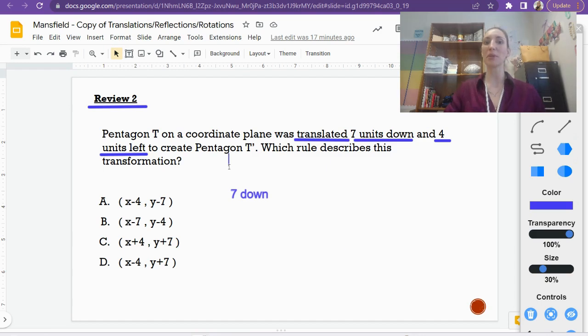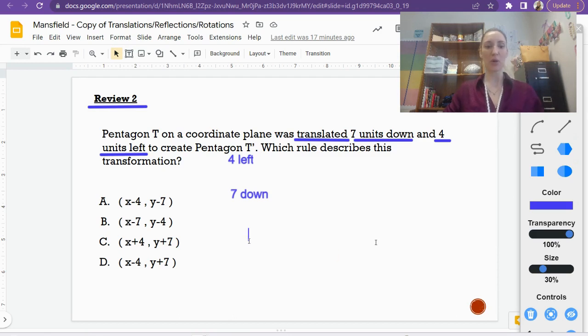So I'm going to write it up here, 4 left. I'm always going to try to organize my notes and my papers like that, to mention right and left first, right on top, and then up and down second. So I know X and Y, so I know the order that they go. Okay. All right, so here we go.